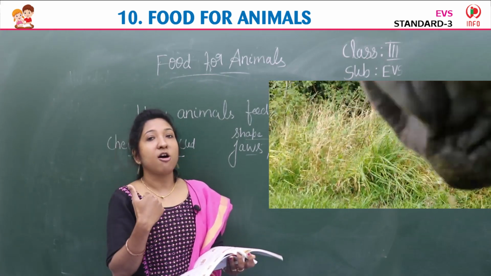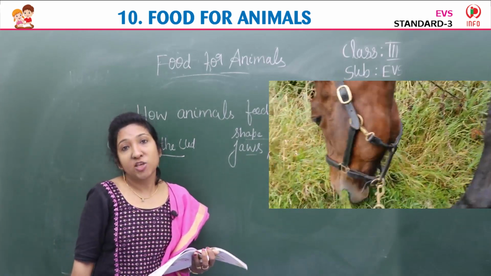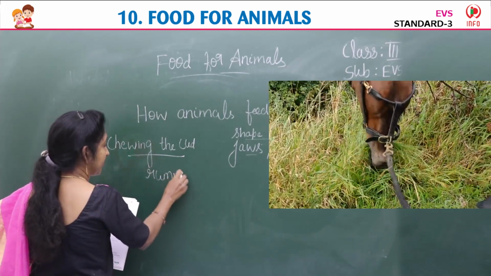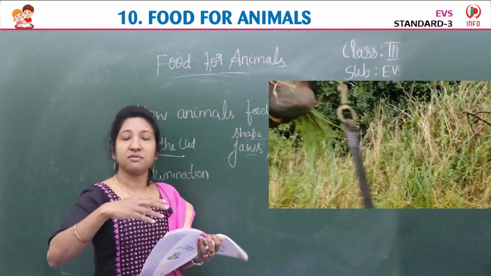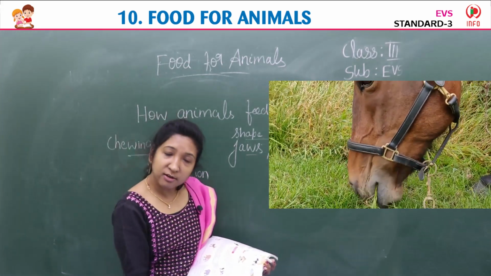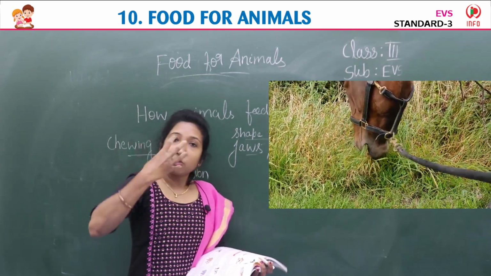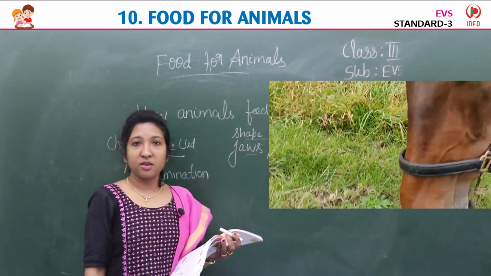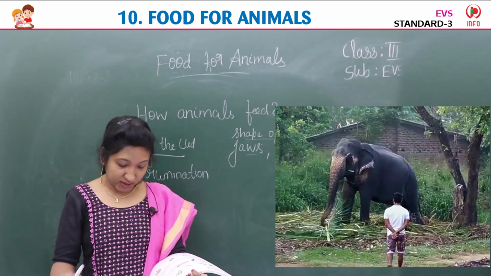So this process is called what? Chewing the cud, rumination we say. Rumination means chewing the food again and again, because they first swallow the food, then bring it back from the stomach to the mouth, and they chew and chew, isn't it? So this process is called chewing the cud, rumination. Okay, children? Now elephants like sugar canes the most.